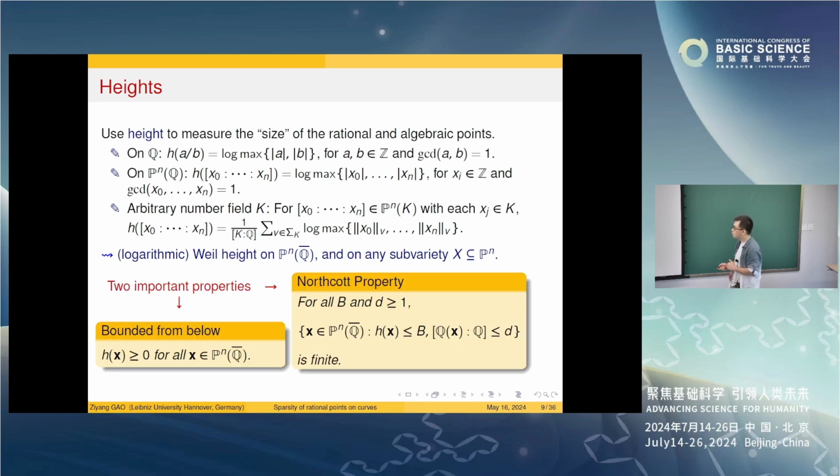One of them is the Northcott property. One of them is bounded from below. So first, the height defined like this is obviously bounded from below by 0. And secondly, it satisfies the Northcott property. It's a finiteness result. It says that the number of algebraic points of bounded height and bounded degree is finite. There are only finitely many of them. So these two properties are very important to say that a function is a height. Especially this one, we often get finiteness from the Northcott property.